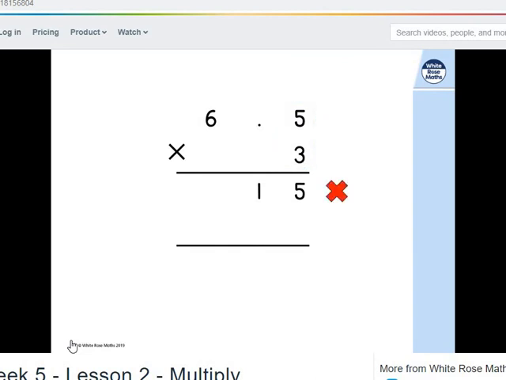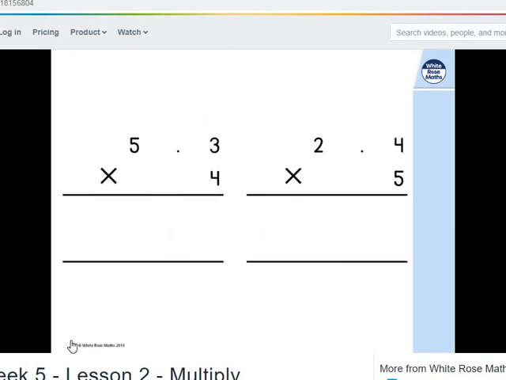Although the 3 is 3 ones, multiplying by 3, the 5 digit represents 0.5. So it wouldn't be 15, it would be 1.5. 3 times 5 tenths is 1 whole and 5 tenths left over, or 15 tenths. That's better. And then 6 times 3, because that's 6 ones times 3, is going to be 18 ones, or 18. Add it together, it gives me 19.5.